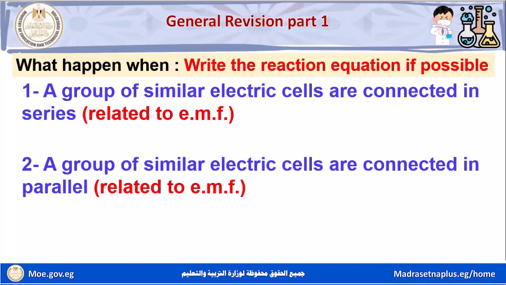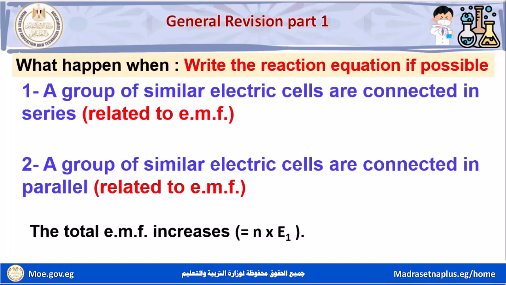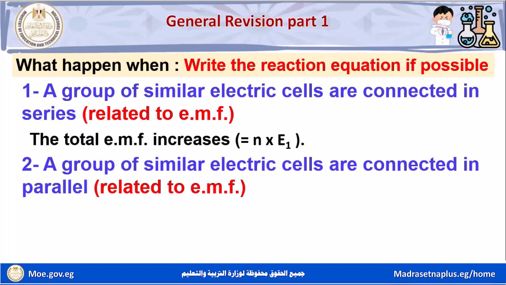Another question, what happens when, write the reaction equation if possible? Question number 1. A group of similar electric cells are connected in series, related to electromotive force. The total electromotive force increases, equal to N times E1, where N is the number of dry cells and E1 is the electromotive force of one of them.